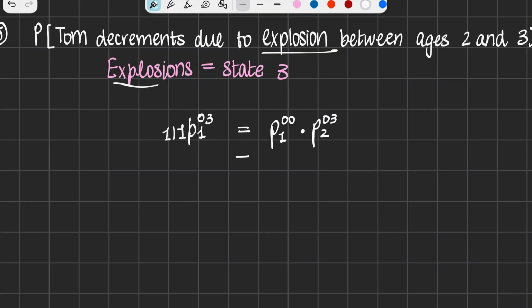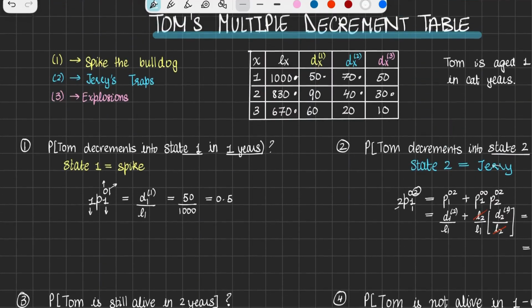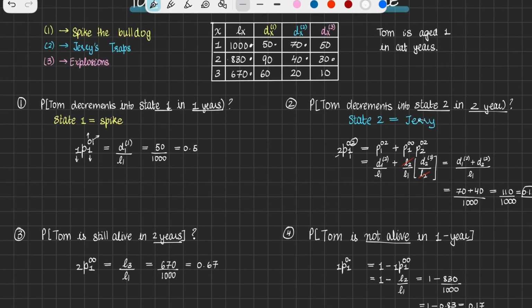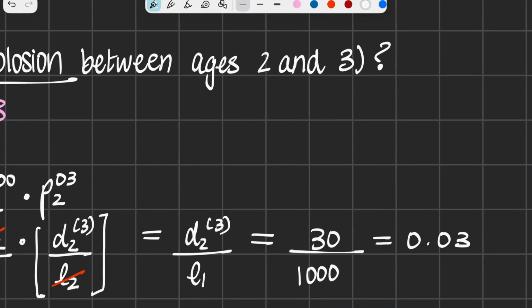So solving this now, times D23 over L2. As you can see, we can cross these two out, and then we're just left with D23 over L1. Picking up the numbers from the table again. So D23, 30, and then 1,000. This gives us 0.03, which is our final answer.